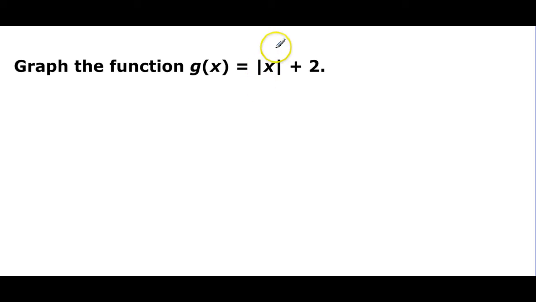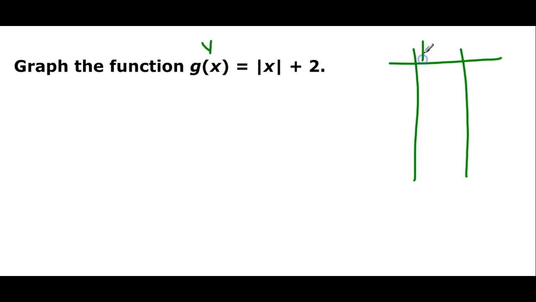All right, let's try this one. Oh, now this has the absolute value. Remember, absolute value means the distance from 0, and it has to be positive. Again, this function notation just simply took the place of y. So if that bothers you, take that out and put y in its place. It's the same thing. Okay? Let's make our H chart very quickly here. This time we're going to do the absolute value of whatever x is plus 2. This is my x, and this is my y, or my g of x.